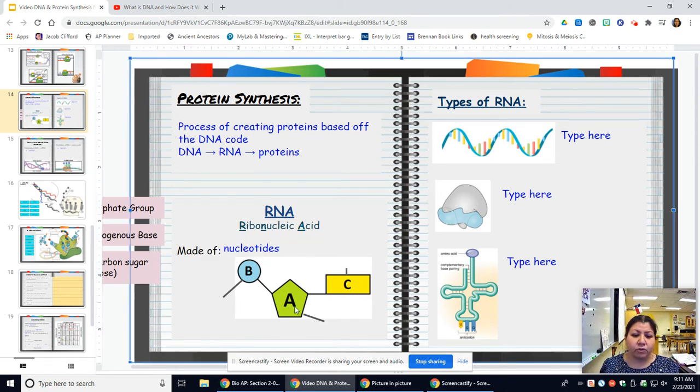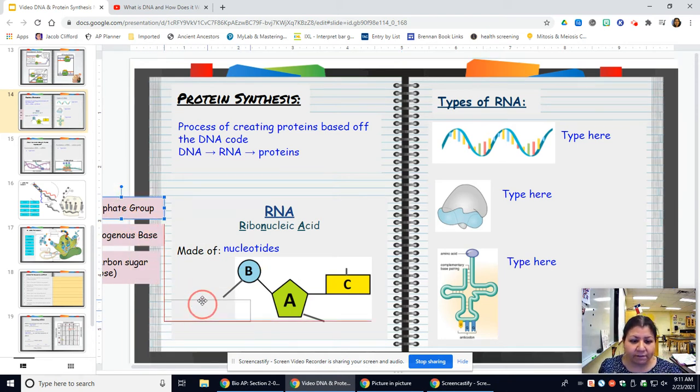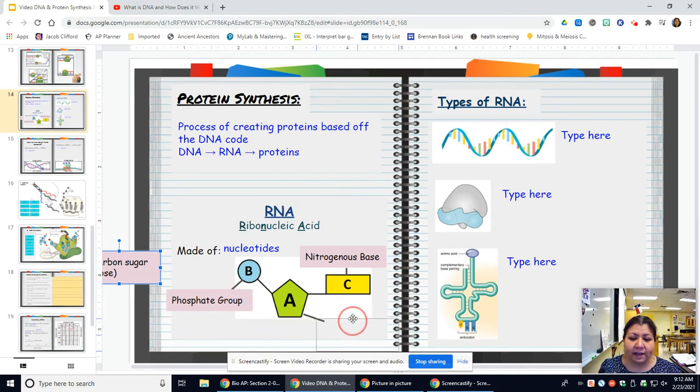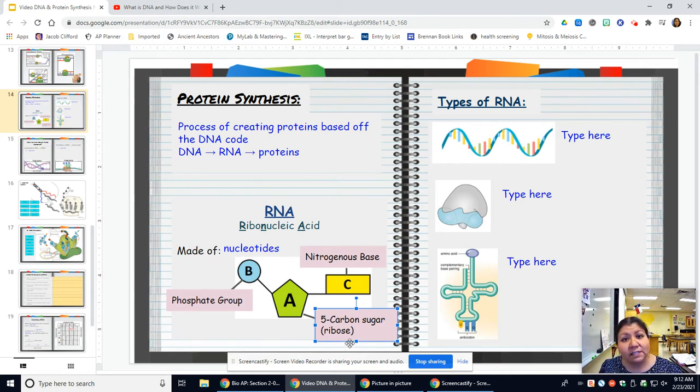And so if I formulate my nucleotide, I'm going to do the same thing that I did for DNA. I have right here a phosphate group, that's my letter B. I have a nitrogenous base, which right here is letter C. And then I have another 5-carbon sugar, and in this case, the sugar's ribose. So it's not deoxyribose like it was for DNA. This one's ribose. So that's one of the differences between DNA and RNA.